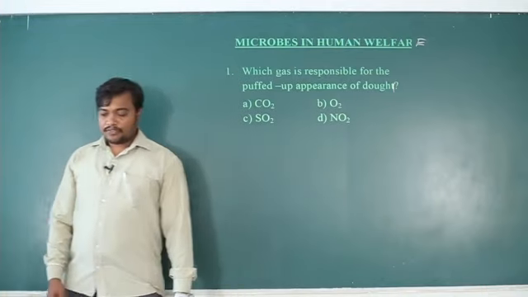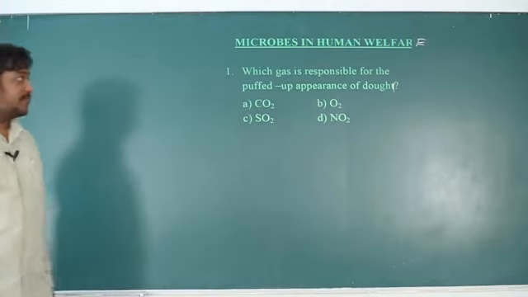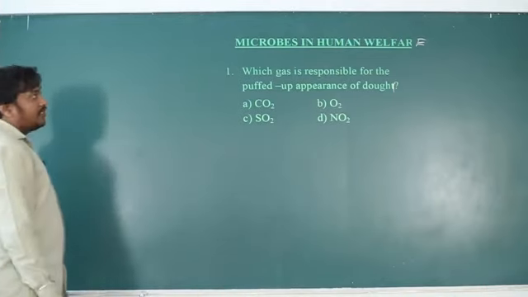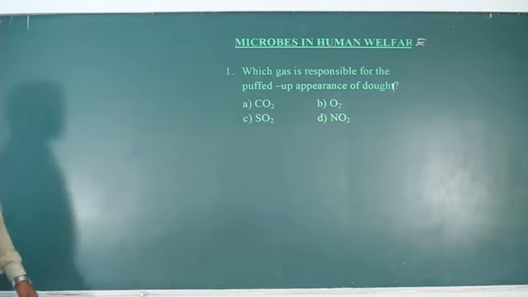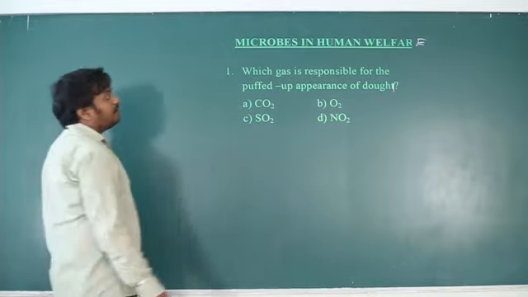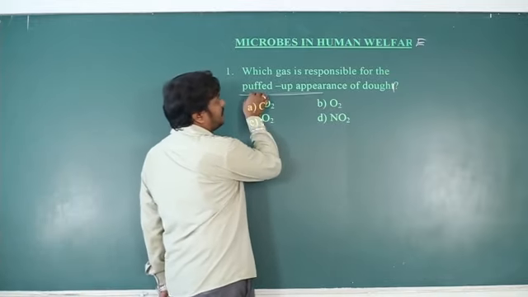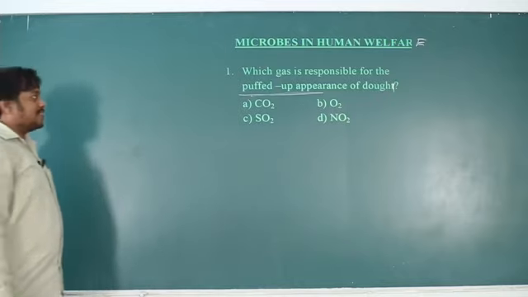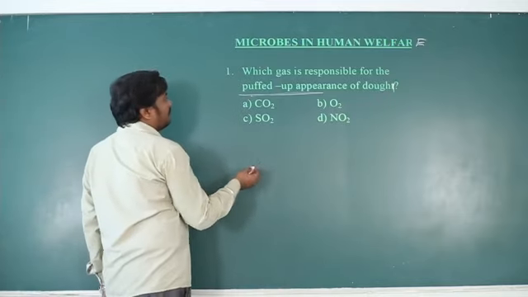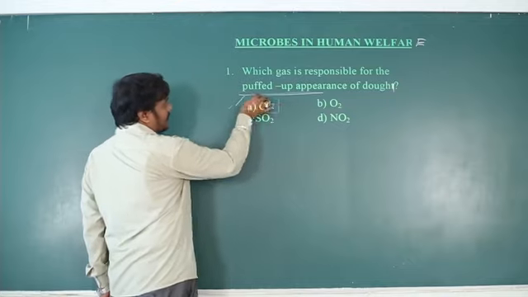Hi everybody. So in the competitive class, let us start one more chapter, that is microbes in human welfare. Okay, let's go to question number 1. Which gas is responsible for the puffed up appearance of idli and dosa batter or dough? Obviously it's a very simple and familiar question. It is due to carbon dioxide.